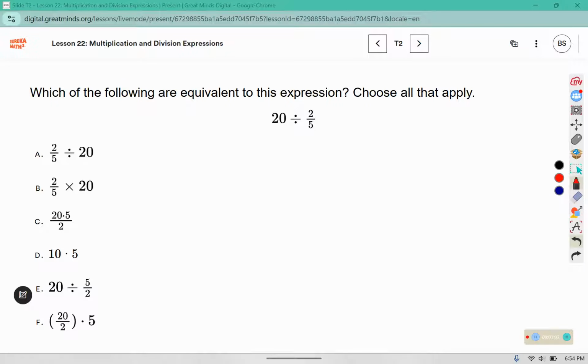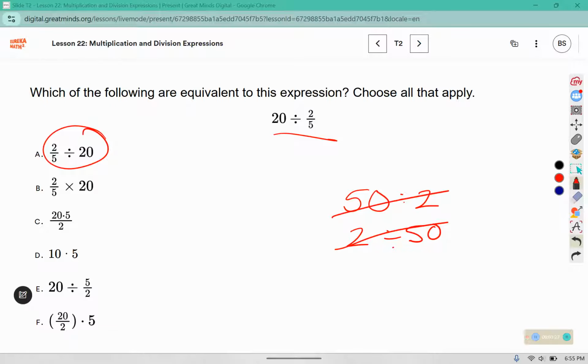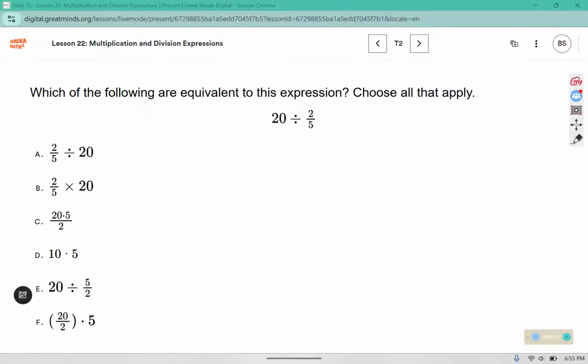So we know that 20 divided by 2/5 can be equal to something multiplied by the reciprocal, or the flipped over version, of that fraction. But can I just switch the order in a division problem? Let's use a different set of numbers to see if we can figure this out. Is 50 divided by 2 the same as 2 divided by 50? No. So if we just change the order, this is not the same. We are looking for ones that are equivalent, and we get to select all that apply.